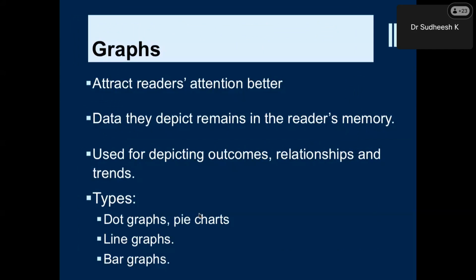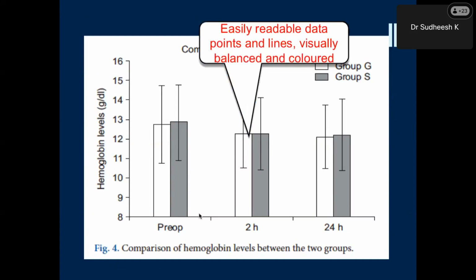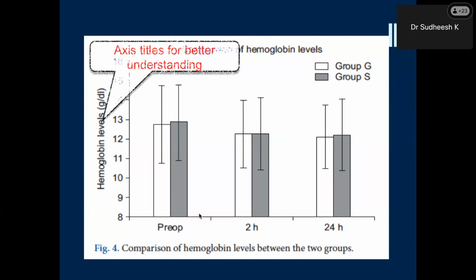Graphs attract the reader's attention better. The data they depict remains in the reader's memory for a longer time, and they are used for depicting outcomes, relationships, and trends. Various types of graphs include dot graphs, line graphs, bar graphs, etc. They are easily readable. Data points and lines are generally placed, visually balanced and colored, so it is easier and faster. It has a faster grasping capacity.